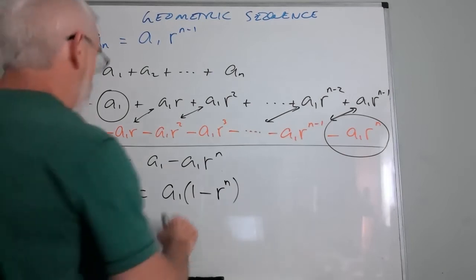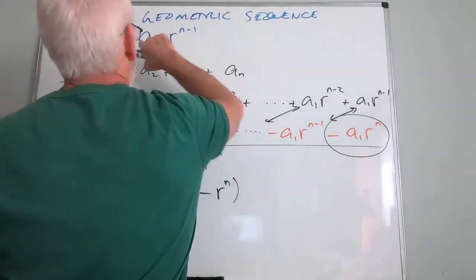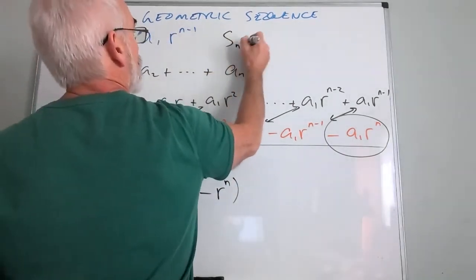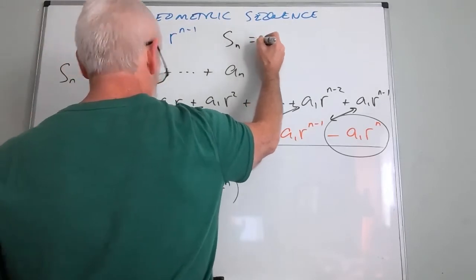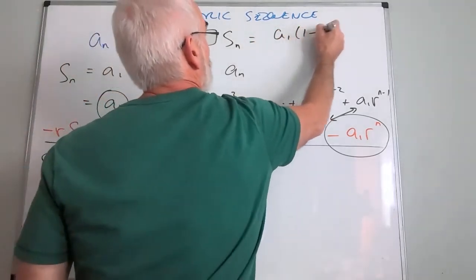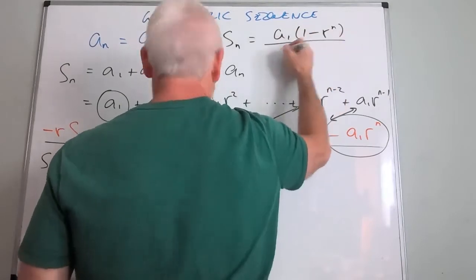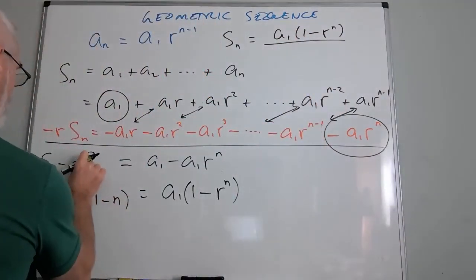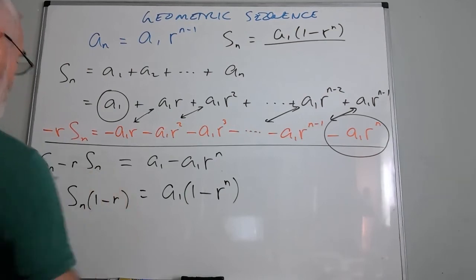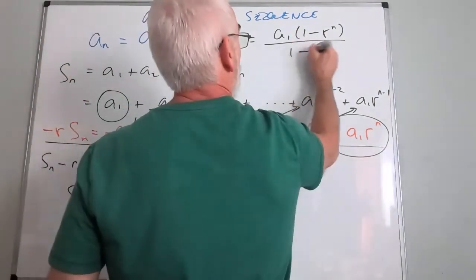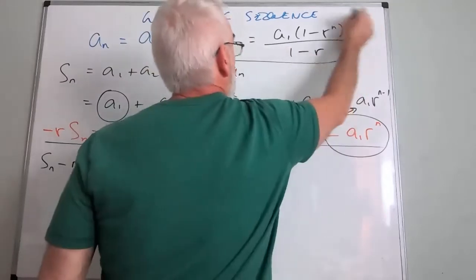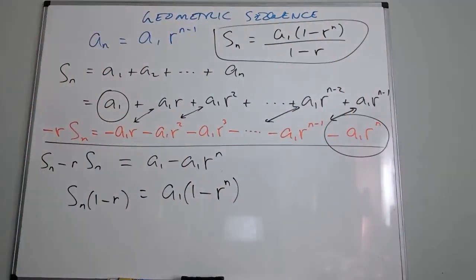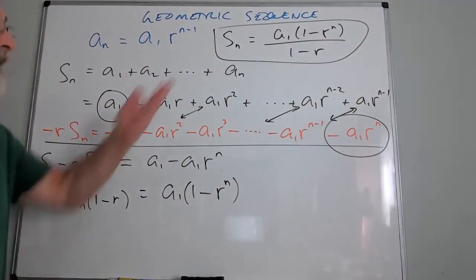So finally, for this particular sequence, the sum of the first n terms is a1 times 1 minus r to the n. Oh, I'm sorry, I wrote an n, sorry. Let me fix that. That's an r. I can't read my own writing. Over 1 minus r. Now, a lot of you might remember that formula from baby algebra. That's how you add the terms.